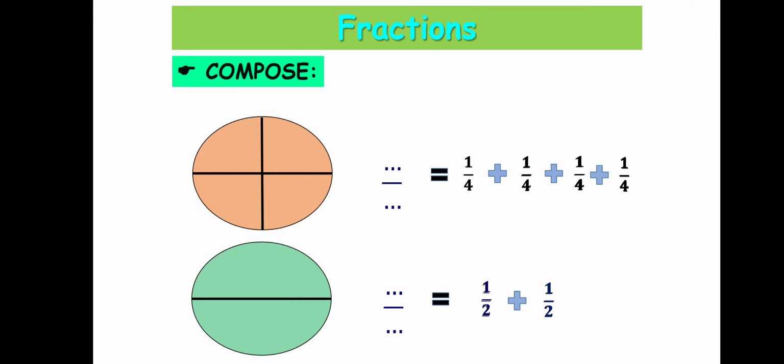Okay, look here. I have 1 over 4, 1 over 4, 1 over 4, and 1 over 4. I want to compose them. I have here 1 over 4 plus 1 over 4, and this part is also 1 over 4, and this part also is 1 over 4. So all of them are 4 over 4. Here I have half plus half. So this part is a half, and this part is a half. When I add them, I will have 2 over 2.